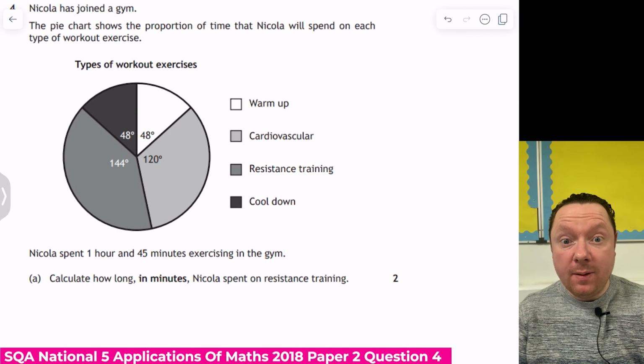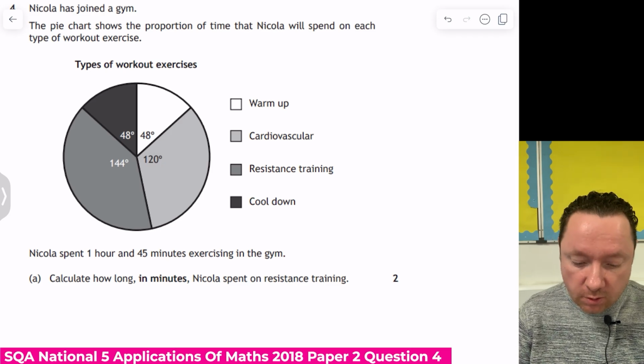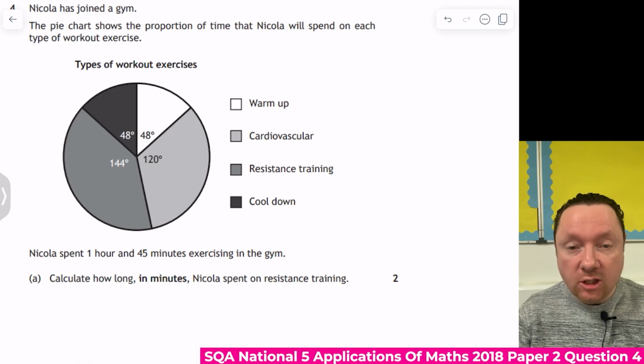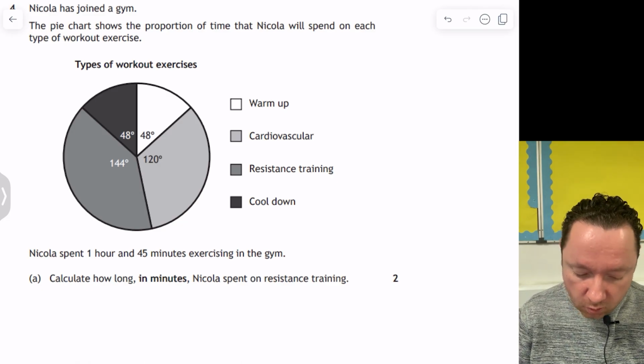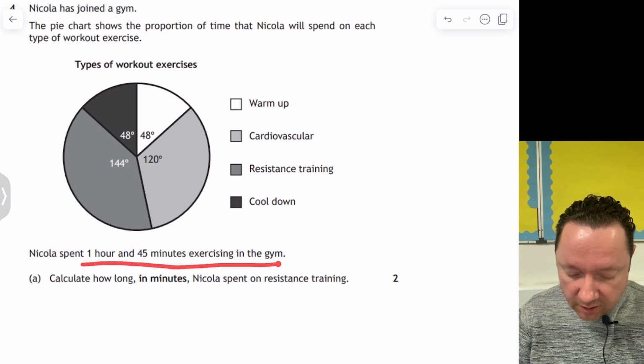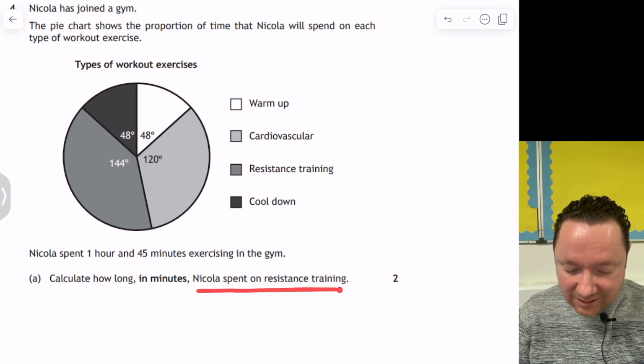SQA National 5 Applications in Maths 2018 Paper 2 Question 4. Nicola has joined the gym. The pie chart shows the proportion of time that Nicola will spend on each type of workout exercise. So we've got warm-up, cardio, resistance, cool-down. She spent 1 hour 45 minutes in the gym. So that's the total of the pie chart. How long in minutes did she spend on resistance training?